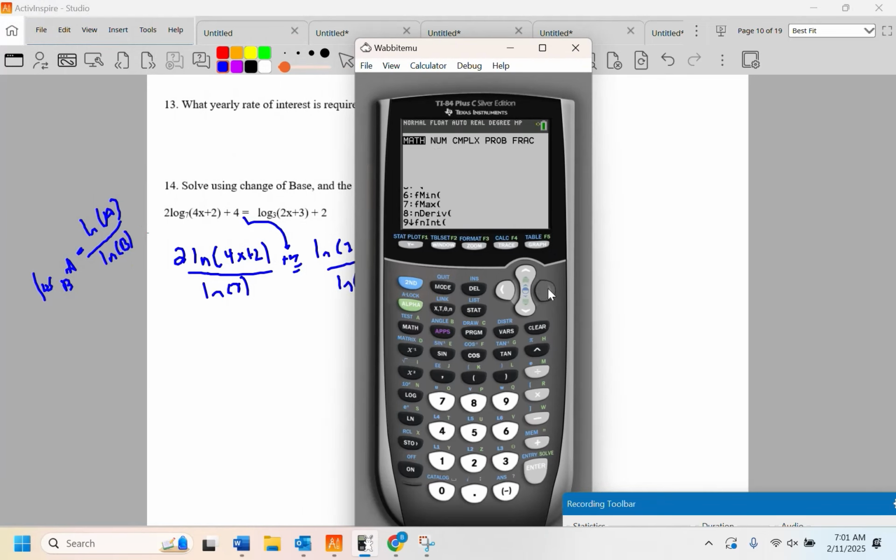Let's do this the safe way. Math, num, n over d. 2 natural logs, 4x plus a 2, sitting over the natural log of a 7. Then we have a plus a 4. Down to y2. Natural logs of 2x plus 3. Oops, I didn't do the safe way. Math, num, I'm old school. So doing things new ways sometimes, they're not my choice. I'm so old school, I would be doing this by hand, to be honest with you. Just because it's fun.